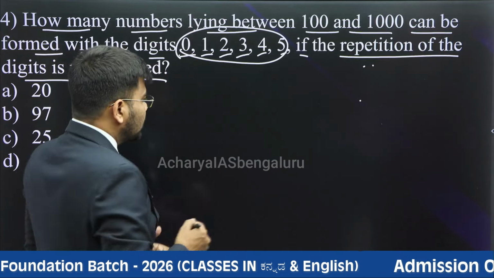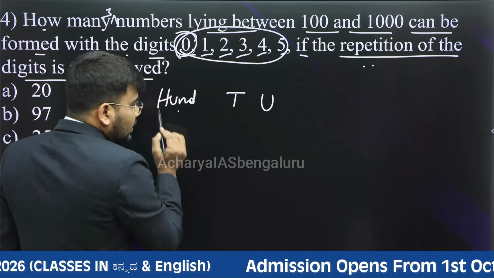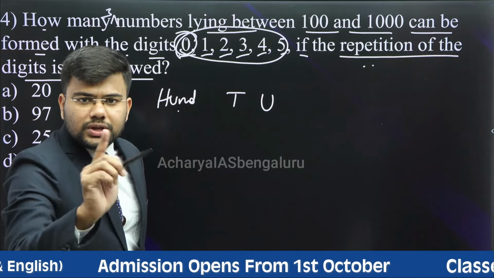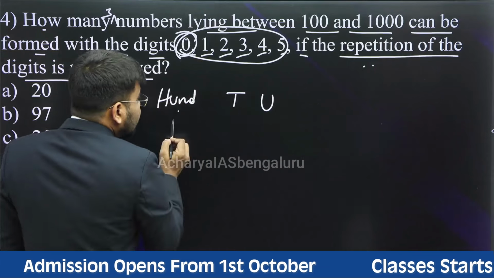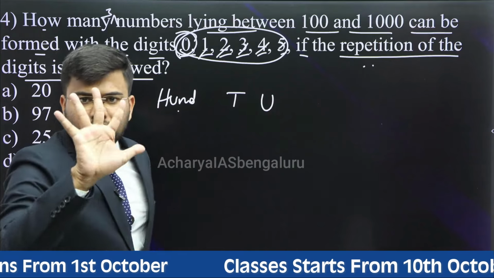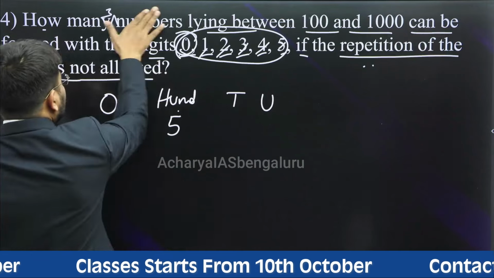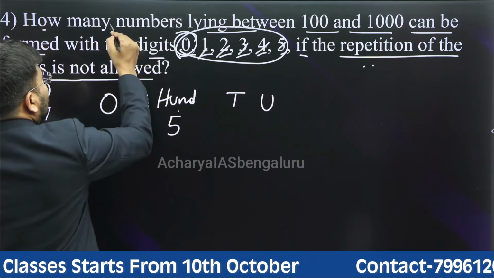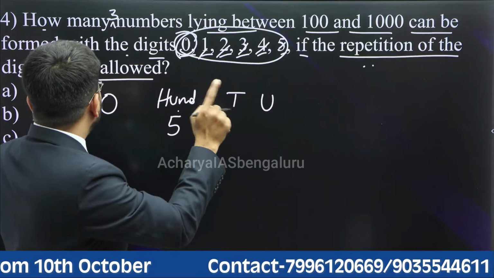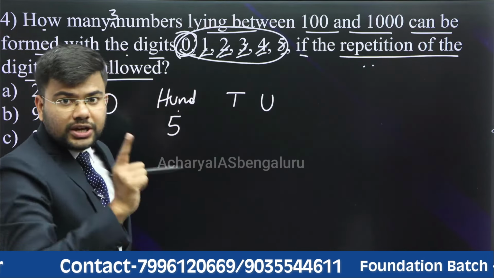If it is a 3-digit number, in the 100 place I cannot fill 0. Hence, I will be left in the 100 place with 1, 2, 3, 4, 5. 5 different numbers I can fill here, so I will put 5. This question is missing one thing, that is, how many 3-digit numbers between 100 and 1000 can be formed with the digits 0, 1, 2, 3, 4, 5 if the repetition of the digits is not allowed.